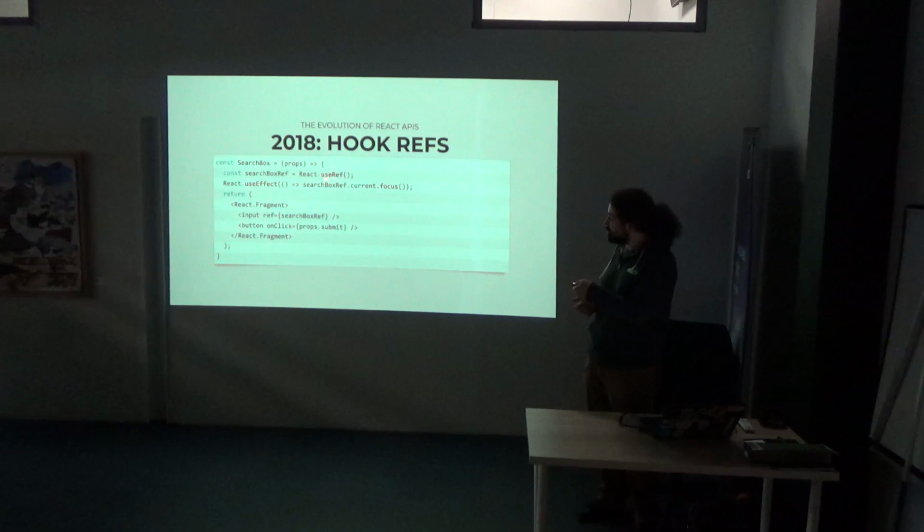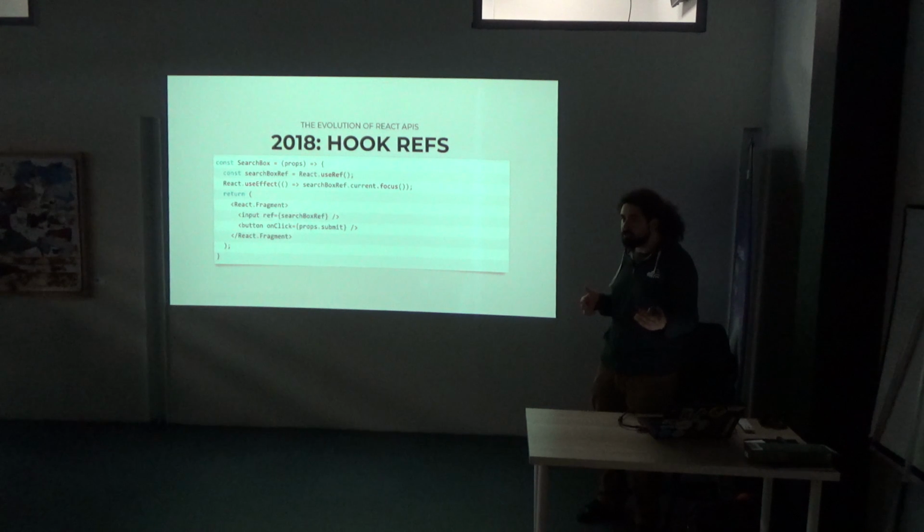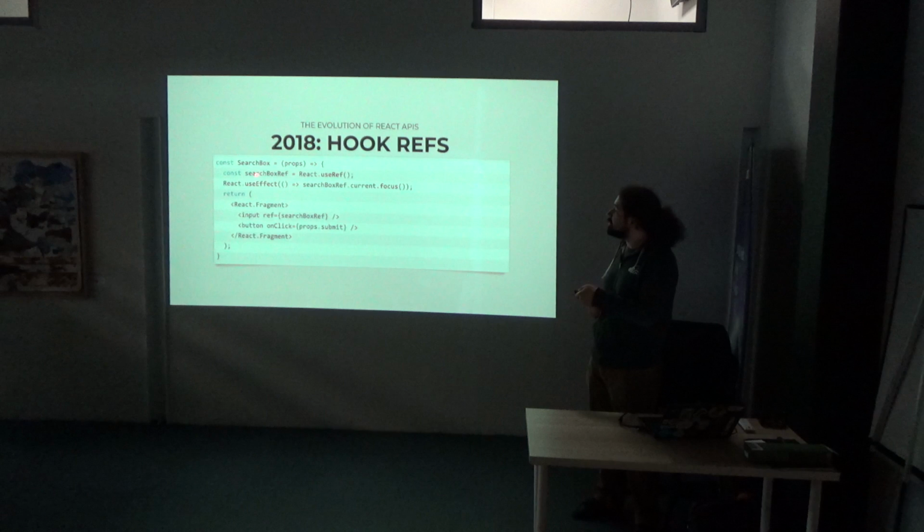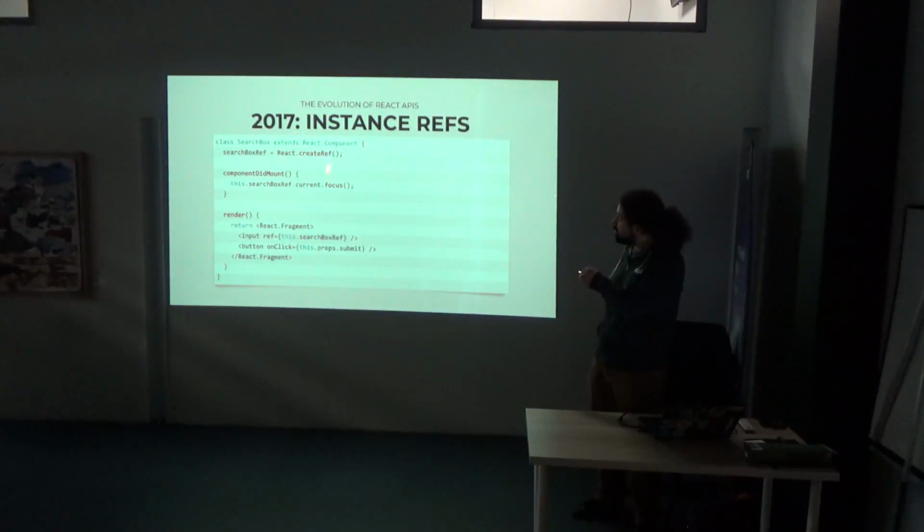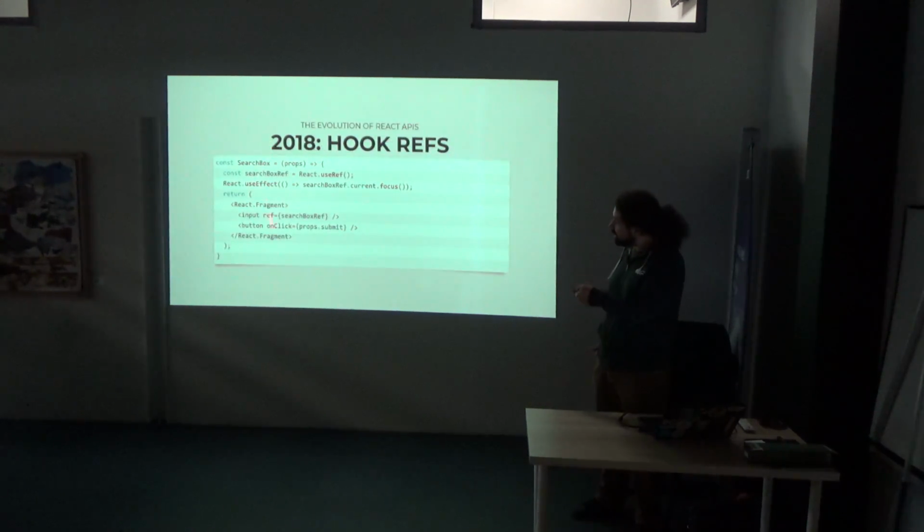And all hooks start with the word use, or not keyword, but just use. That's a convention, so we can have linters enforce some rules on hooks. And the idea here is that you just have your component as a function, and you say my search box refs equals React.useRef. This creates a ref, and then I just pass in that ref the same way I do in this example here. But instead of writing a complete class, I can just do it in a function.